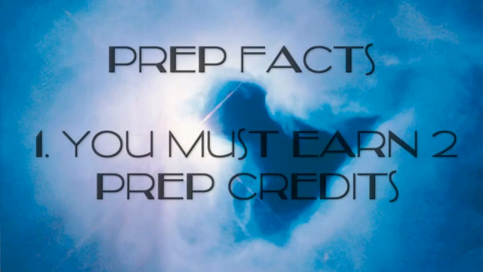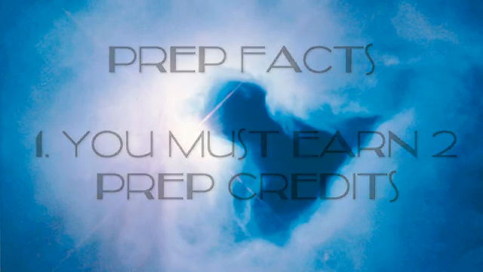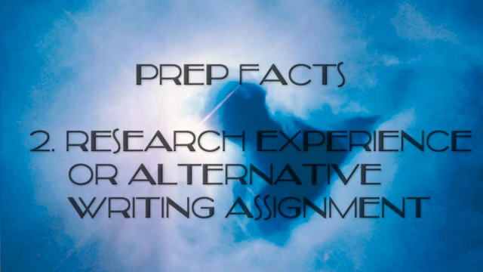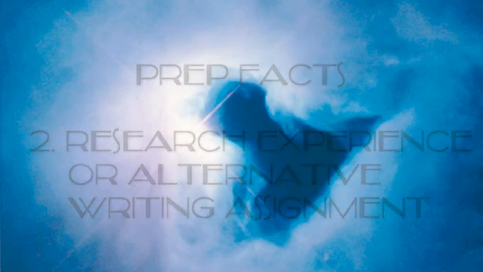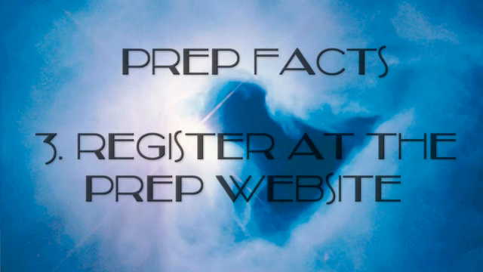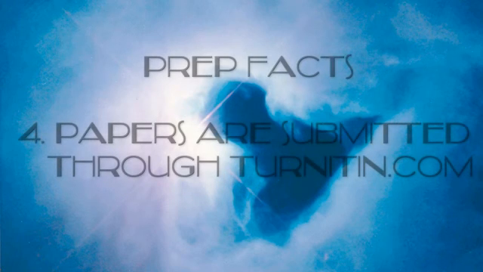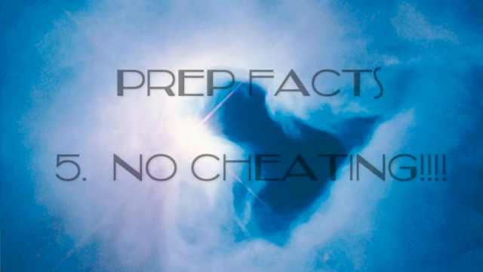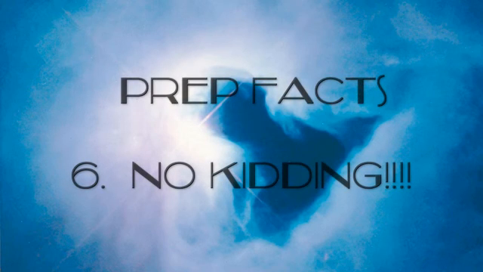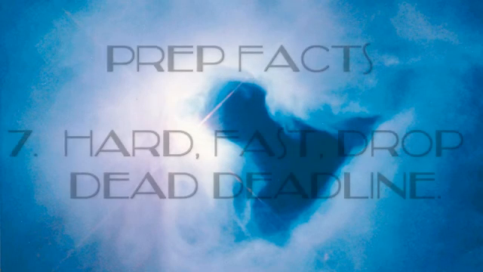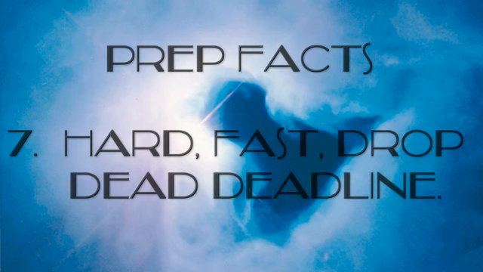Okay, let's recap all that. You must earn 2 PREP credits. These credits may be earned either by research participation or by the alternate writing assignment. Whichever you choose, you must register on the PREP website so that your instructor will be notified that you've earned the credits. If you do the papers, you will submit them through turnitin.com. So do not plagiarize, copy, cut and paste, whatever you call it. Just don't do it. Turnitin is very smart and will catch you. Plagiarism means no credit for the assignment.